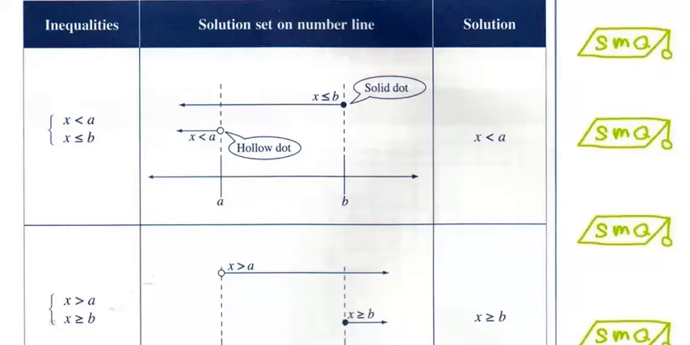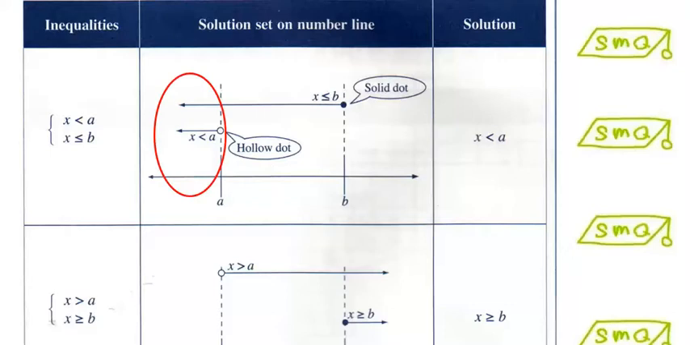When we solve linear inequalities, we have to represent them on a number line. For the first case, when x is less than a and less than or equals to b, we draw the arrow towards the left. For x less than a, we represent it by a hollow dot, while for x less than or equals to b, we represent it by a solid dot. This inequality sign is always represented by a solid dot, while for this inequality sign, the one without the dash below is always represented by a hollow dot.